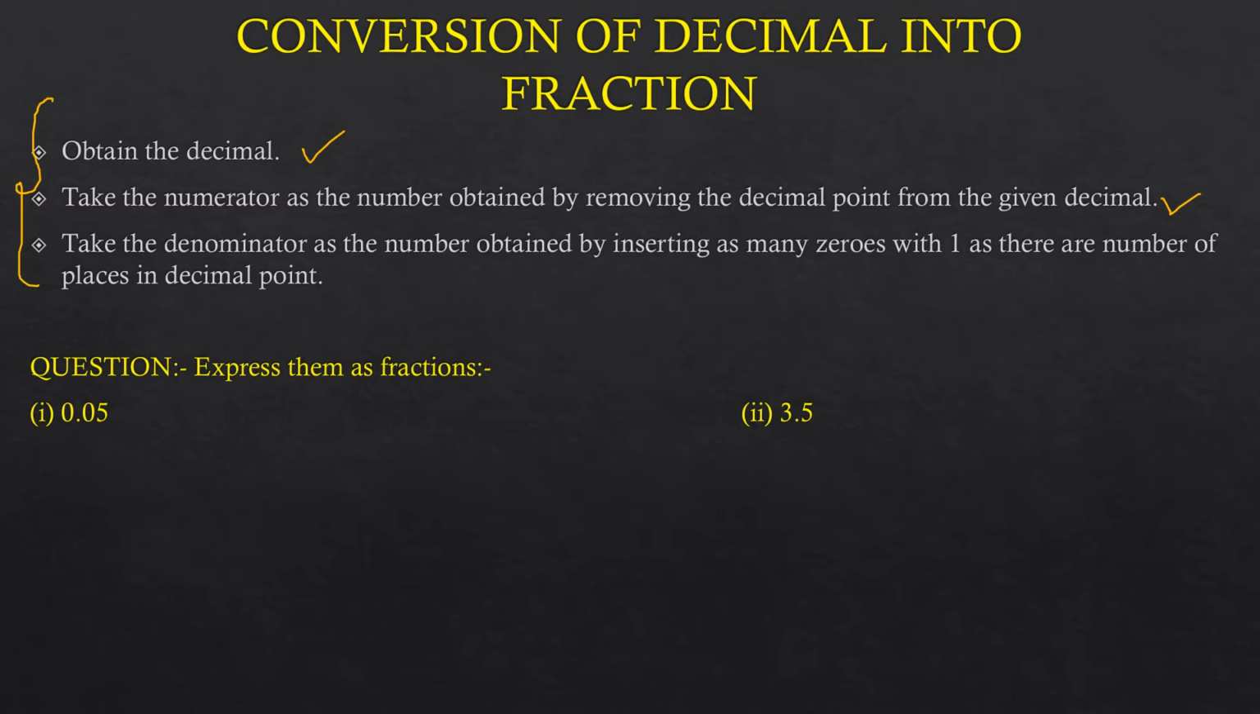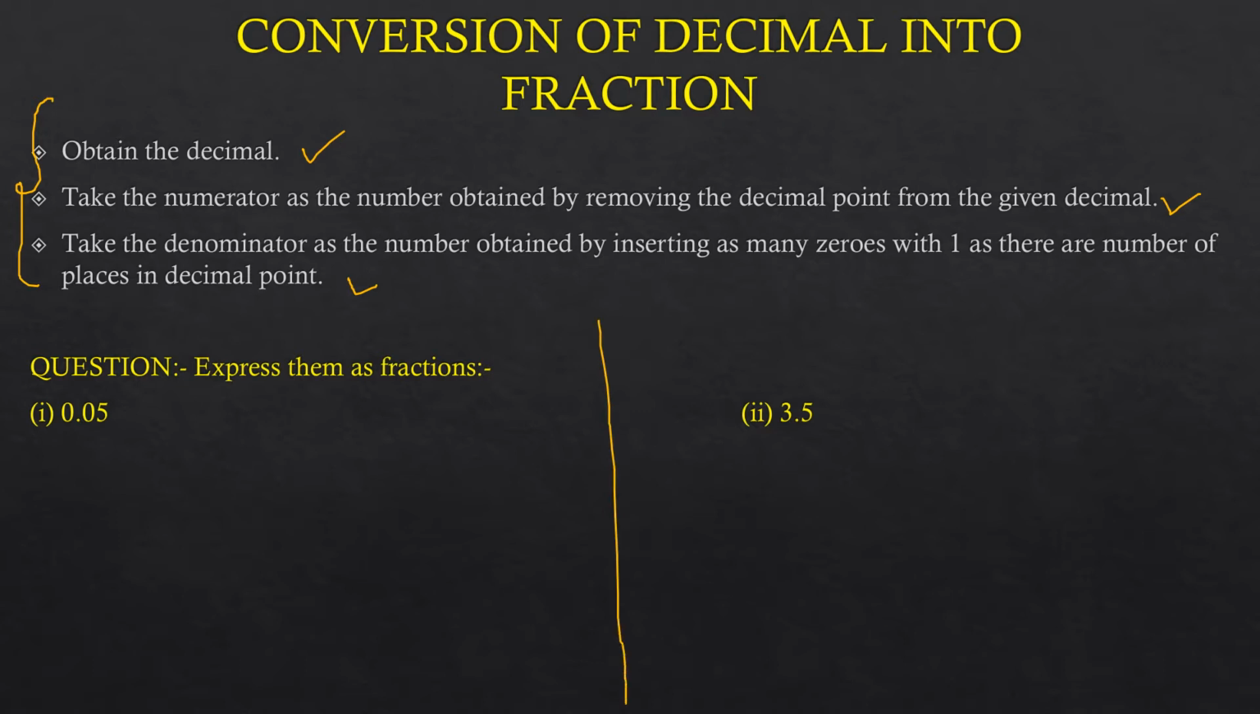We have removed the decimal point, right? So in place of the decimal point, we insert zeros. The number of zeros will be equal to the number of decimal places in that given decimal number. This is how we convert decimals into fractions. Now let's perform questions to get more clear with these steps.